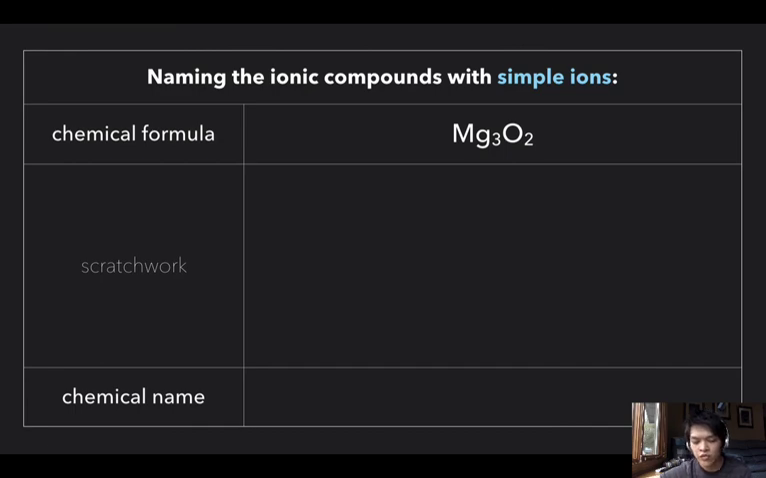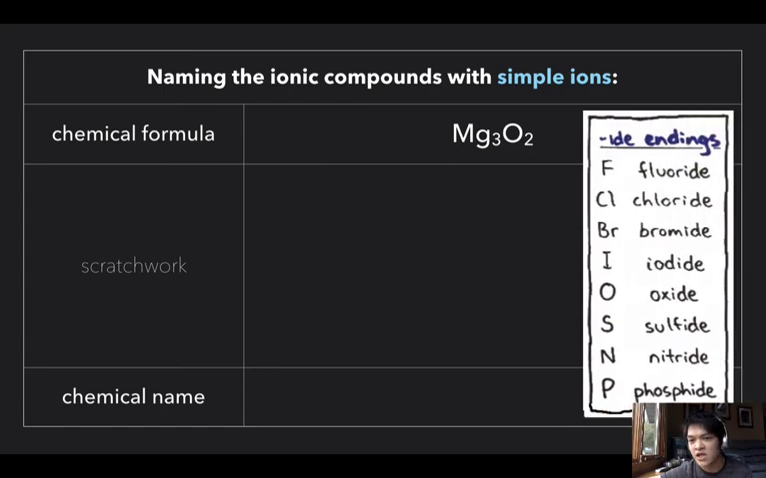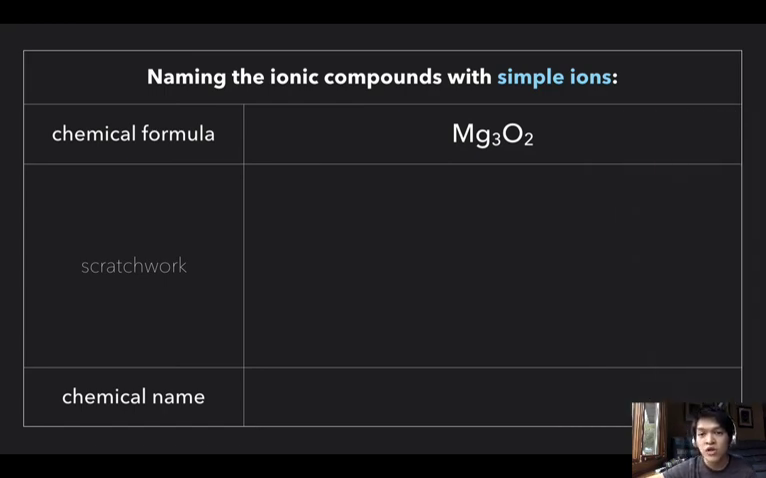In this last example, we have Mg, which is magnesium, and O, which is oxygen. But again, its second element is going to have an "ide" ending, so instead of oxygen, it'll be oxide. So it's really magnesium oxide.